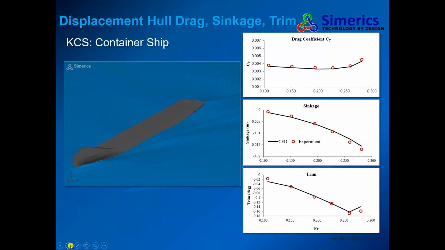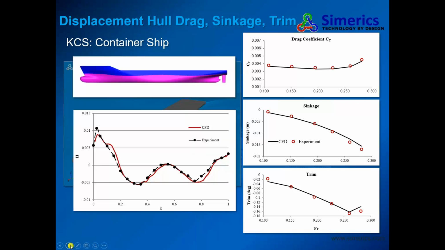The next hull is also a displacement hull, but we'll make it a little bigger. It's a big container ship. It runs a little slower, so the Froude number ranges from 0.1 to 0.3. But as always, we got excellent agreement with experiment and also on the wave shape around the hull. As you see, even though we have a bulbous bow, we still got everything very well.